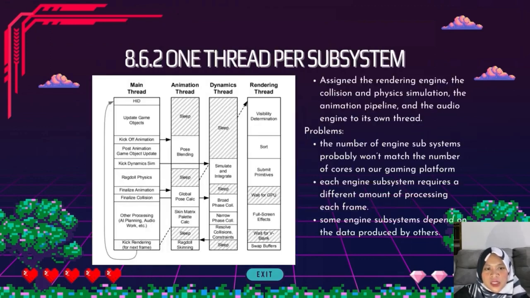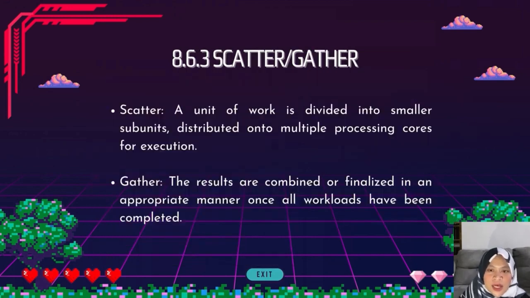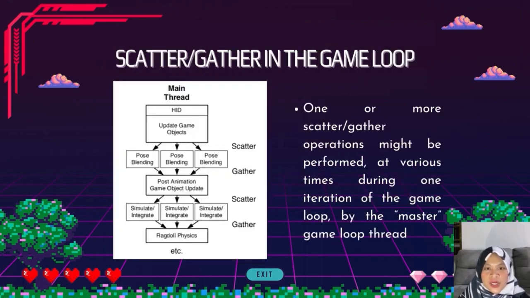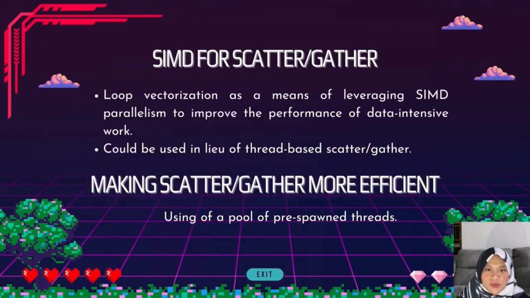Here is one thread per subsystem. And what is scatter and gather? Scatter is where a unit of work is divided into smaller subunits and distributed to multiple processing cores for execution, and gather is where the results are combined or finalized in an appropriate manner once all workloads have been completed. This is an example of scatter and gather in the game loop. One or more scatter-gather operations might be performed at various times during one iteration of the game loop by the master game loop thread.